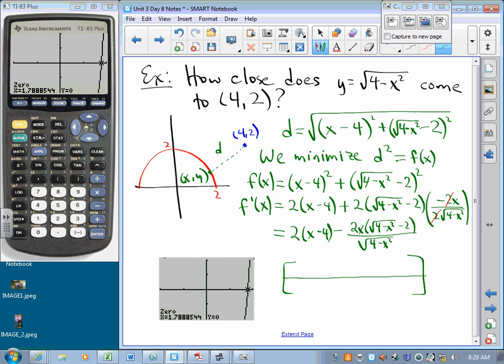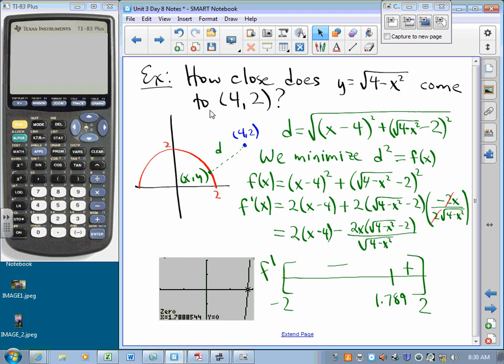Here's my number line. My number line runs from negative 2 to 2 because clearly x cannot be outside of negative 2 to 2. F prime appears to be negative before 1.789 and positive after 1.789, which means that not only is x equals 1.789 a local min, it is the absolute min. It's not only a local min because f prime changes from negative to positive, it is an absolute min because there's never another place where that function turns around.